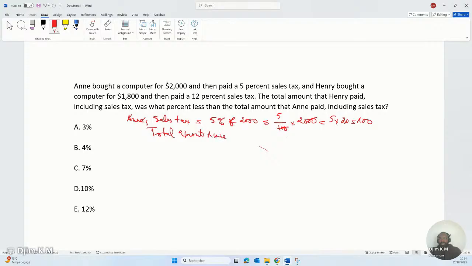paid is equal to 2,000 that she paid for the computer plus 100 of sales tax, 2,100. So that's for Anne.